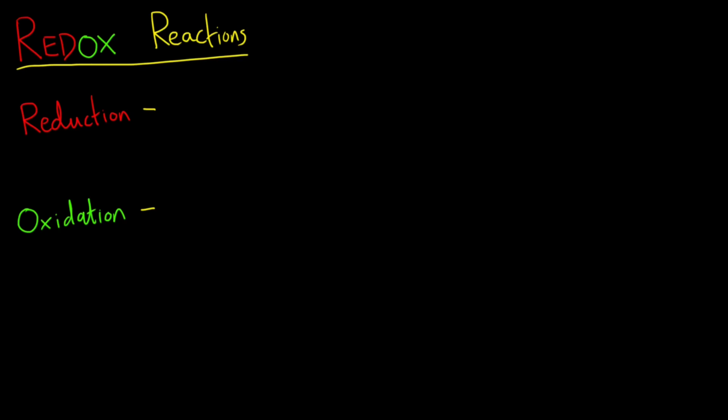Today we're going to have a look at redox. Now, a redox reaction in chemistry is comprised of both a reduction and an oxidation reaction. So in order for us to understand what redox is, we're going to have to understand first of all what reduction means and what oxidation means. So reduction then, well, reduction is the gain of electrons. So if in a chemical reaction something is gaining electrons, it is being reduced, or it's a reduction reaction.